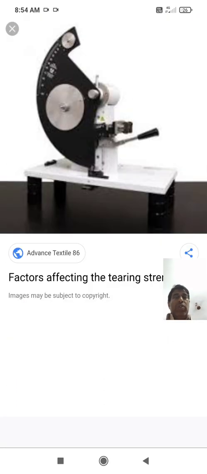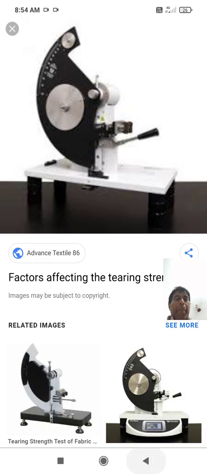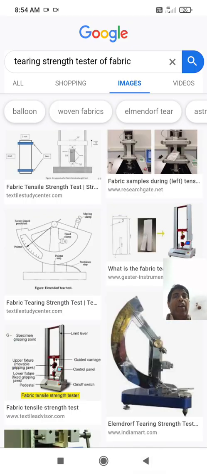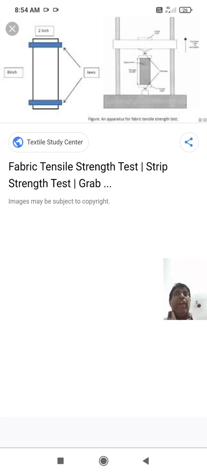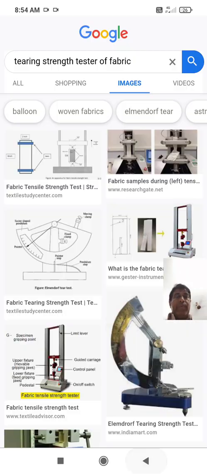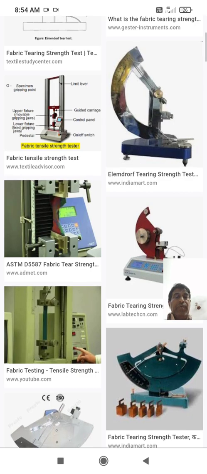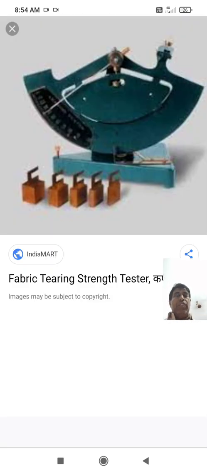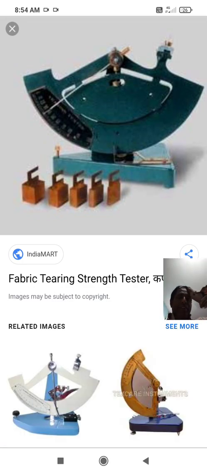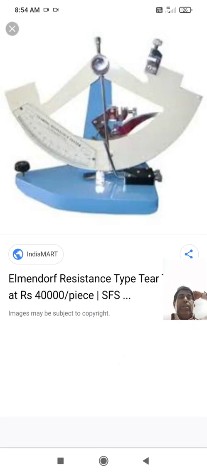So there are so many types of companies manufacturing the Elmendorf tearing strength tester. So this is one more example. It is devised in different ways. One is 30 degrees angle, one is 90 degrees angle, but whatever may be the thing, on the whole the purpose is the same.